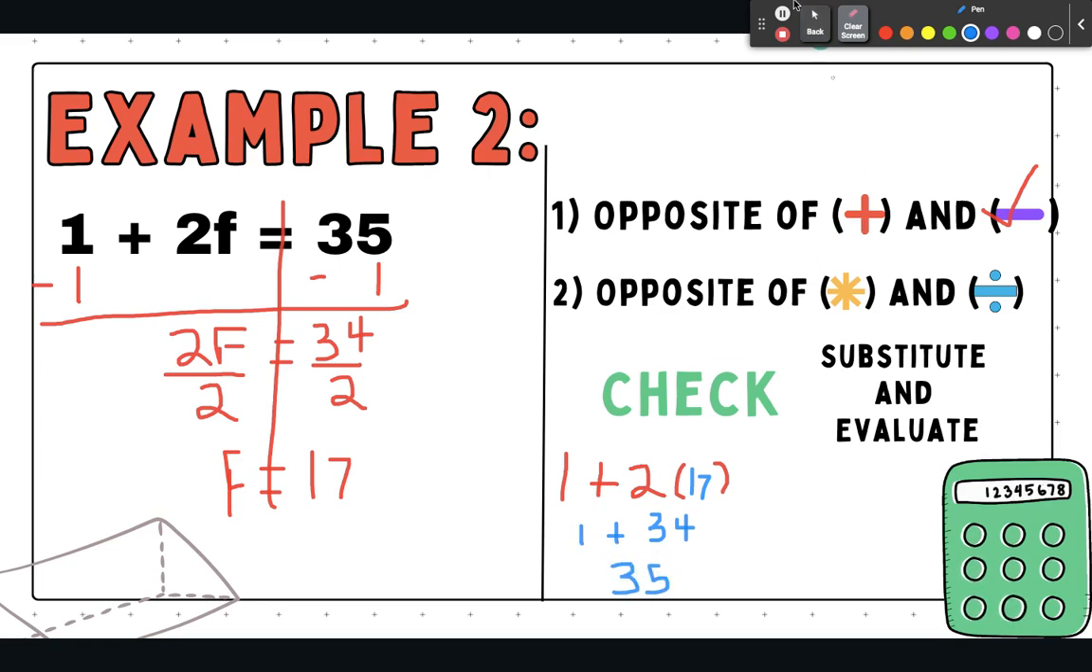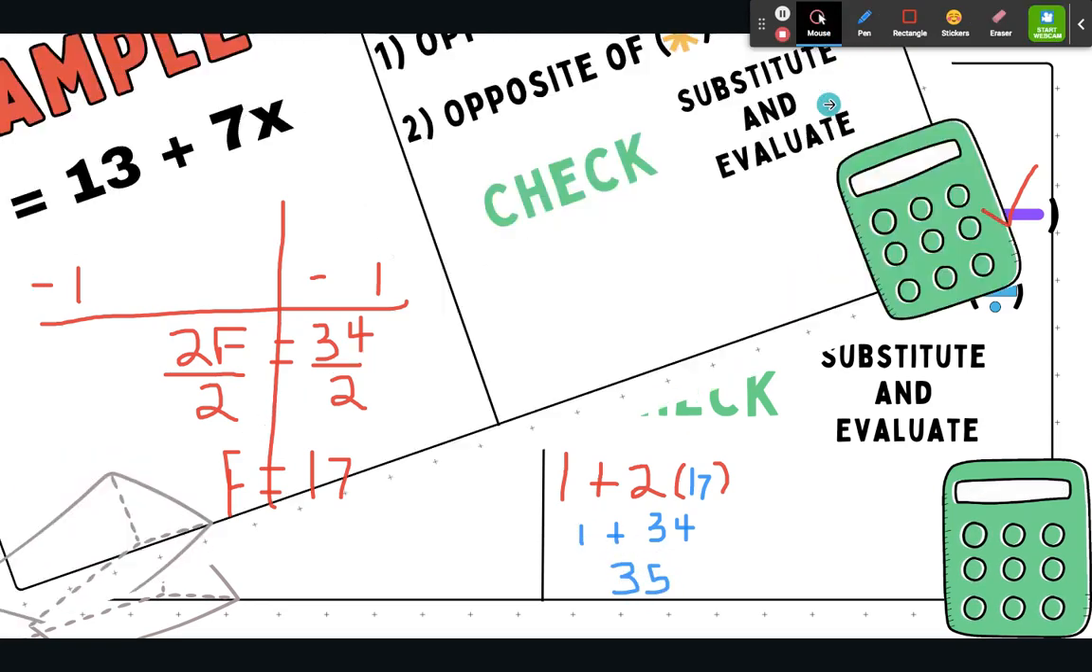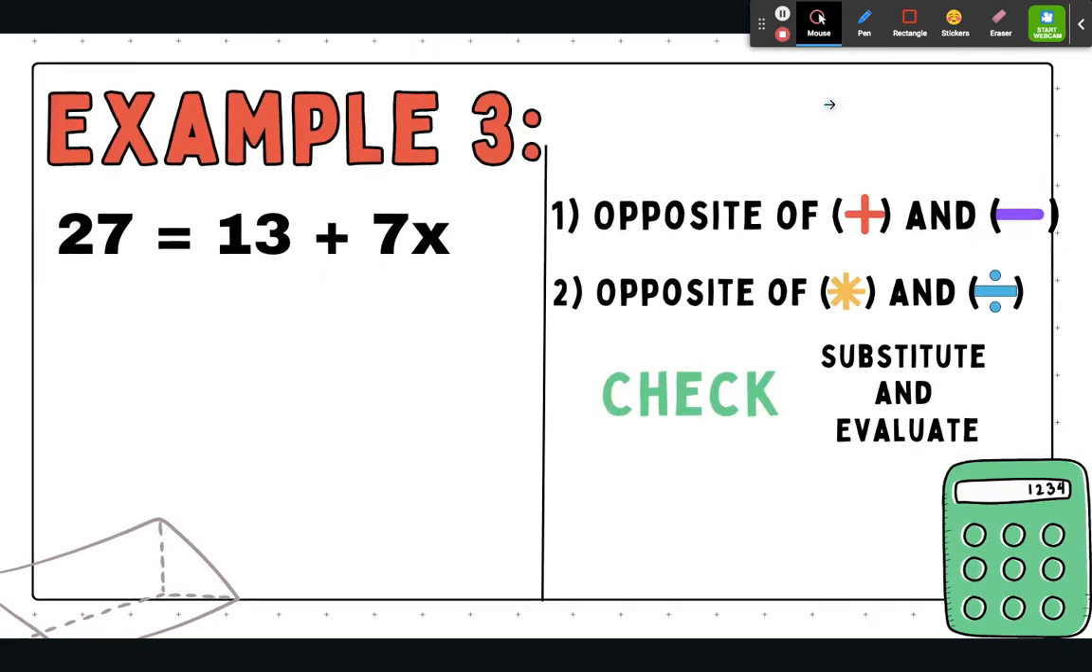Last example on the next page. Okay, so this time you might notice that I flipped it around. This time we have 27 is equal to 13 plus 7 times x. Now, if you're not comfortable with seeing the smaller part of the expression on the left side, you are welcome to flip it around, and I'll show you how.